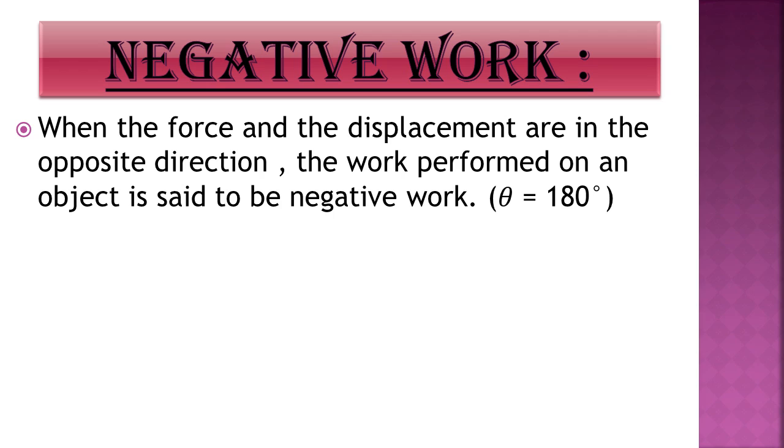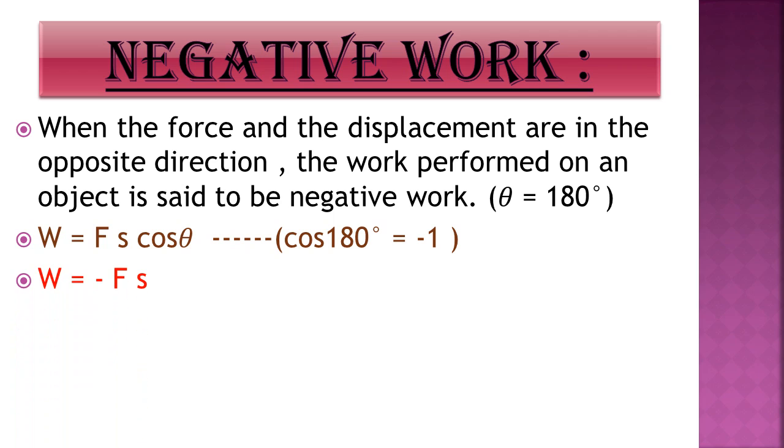Here the angle theta value is 180 degree because both are in opposite directions. So when we put theta equal to 180 degree in the formula, we get W = force multiplied by displacement multiplied by cos theta. Cos 180 degree value is -1. After putting this -1 value, we get that the work done by the force is negative. So here you can see W = -Fs. This minus is due to the value of cos 180 degree, which is negative.